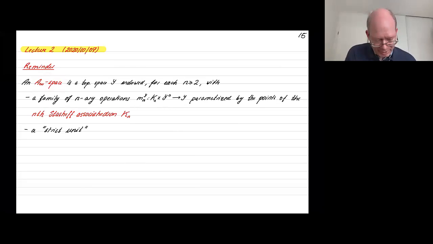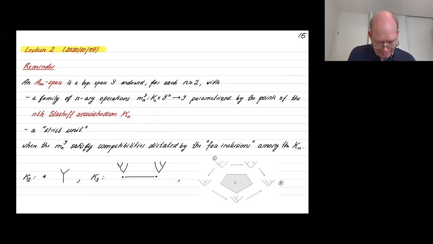An A-infinity space is a topological space Y, which is endowed with higher composition maps, n-ary composition maps for each n greater or equal to 2. And these composition maps are parameterized by the points of the nth Stasheff associahedron Kn and have to satisfy certain compatibilities. One also assumes the existence of a strict unit, more on that later. So the compatibility conditions are dictated, if you like, by face inclusions among these Stasheff associahedra.